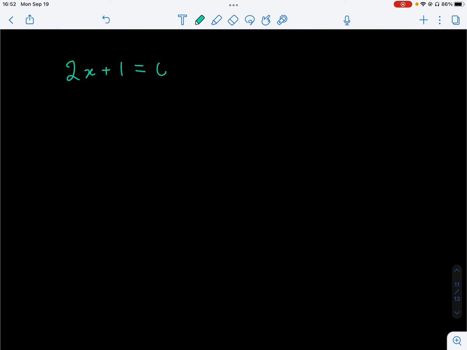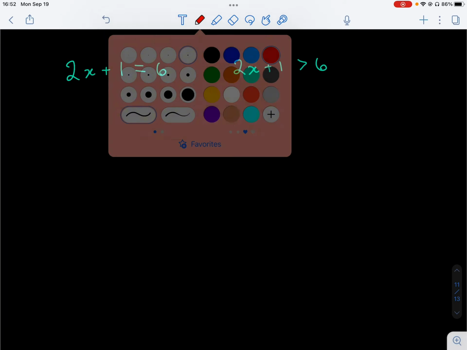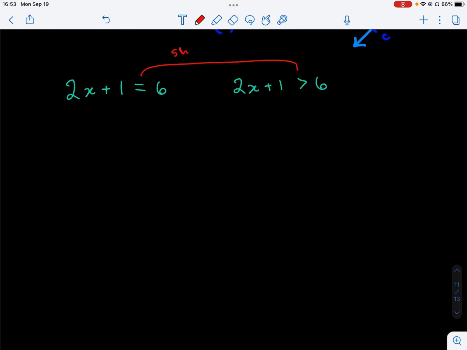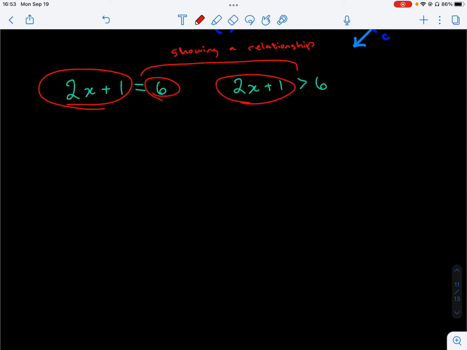2x plus 1 equals 6, and we'll do 2x plus 1 is greater than 6. So these two expressions are essentially identical on the left and on the right of our two symbols here, the equal sign and the greater than sign. And of course, the only thing being different is that symbol in and of itself. Now, remember, these symbols are both indicating a relationship between the things on the left and what is on the right of each of the symbols.